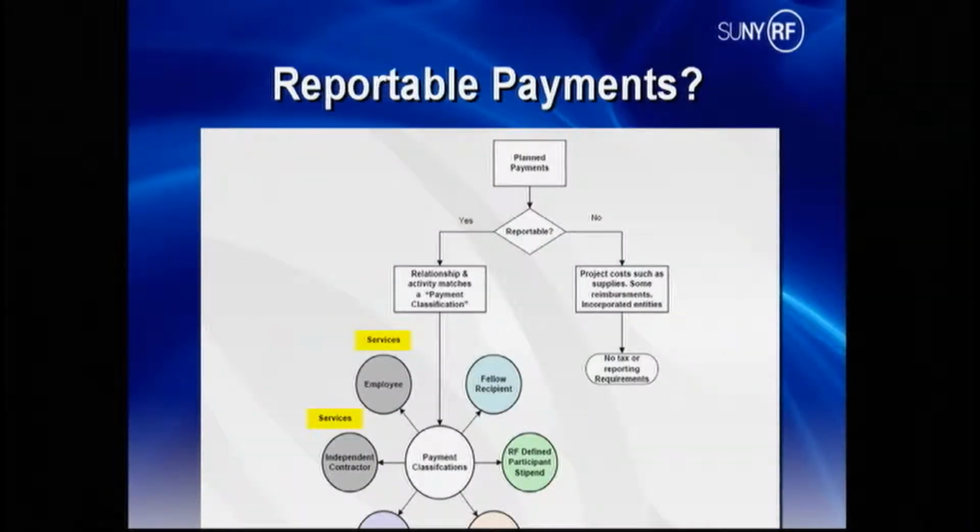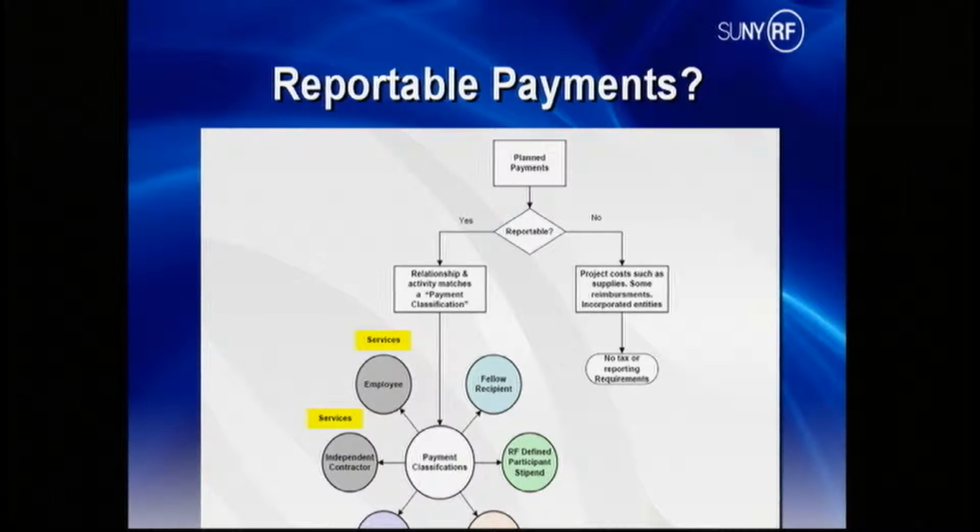I felt the best way to show reportable payments was to actually put it in a visual document. Basically, at the top we're going to have a planned payment. And reportable goes in two different directions. We'll go the direction of no for those that are not reportable. Typically those are going to be certain plain project costs such as supplies.